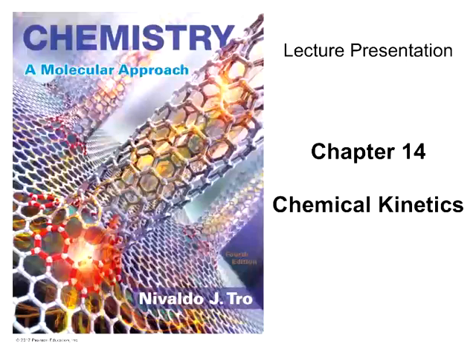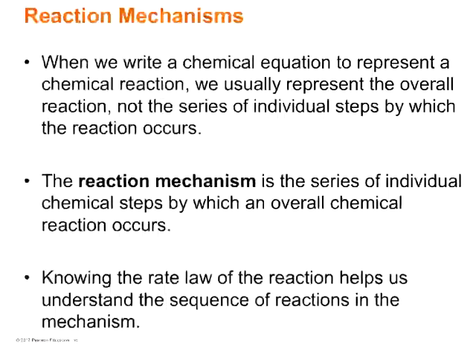Hi everyone. All right, today we're going to discuss reaction mechanisms. So when we write a chemical equation to represent a chemical reaction, we usually represent the overall reaction, not the series of individual steps by which the reaction occurs. So a reaction mechanism is the series of individual steps by which an overall chemical reaction occurs. Now, knowing the rate law of the reaction helps us understand the sequence of reactions in the mechanism.